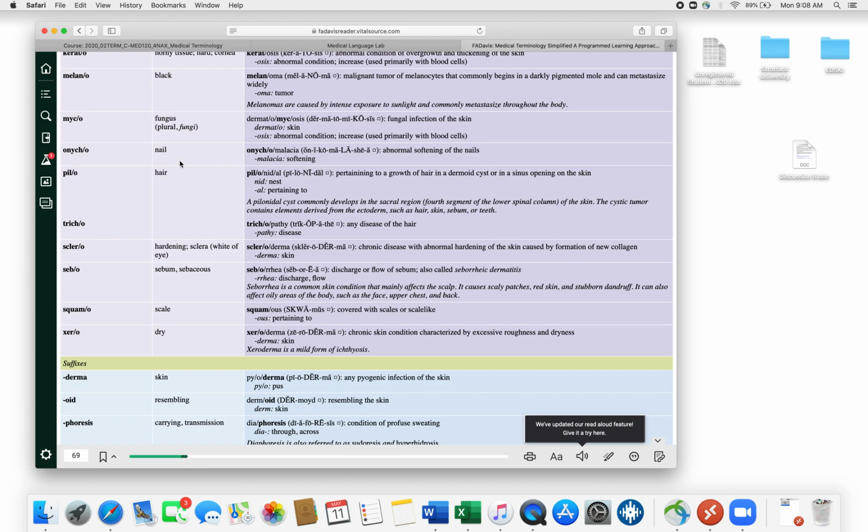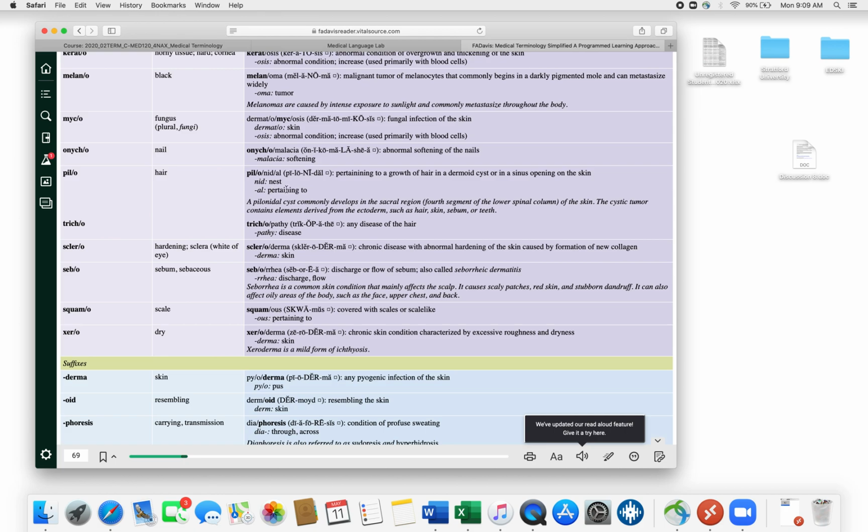Now, onychomalacia, softening of the nails. Excuse me, I've got a little frog in my throat. Onychomalacia. Onycho means nails. Malacia is abnormal softening, and malformation of your nails, and that's not good. Nails have to be hard. And remember, we just talked about keratin, which is a very important protein that keeps our skin and nails and our hair tough.